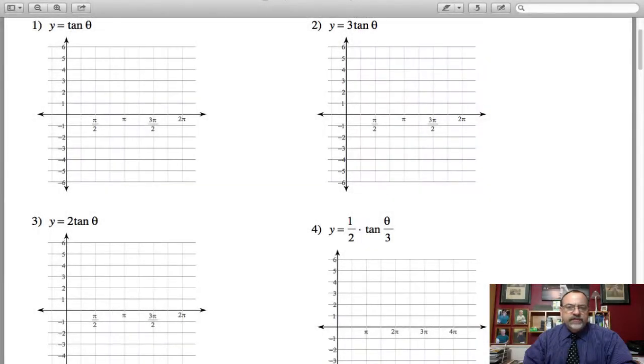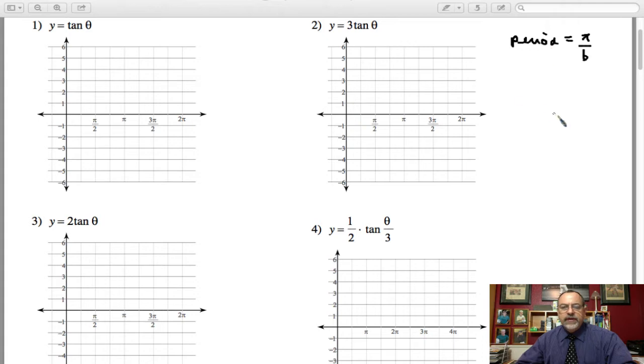Pre-Calculus Chapter 4 Lesson 5, and I wanted to do 3 or 4 examples of these tangent functions, looking at some shifts and how they affect the graphs. As a very quick review, we should remember that the period of the tangent function is pi. From the equation, we do pi over b in order to calculate what that period is.